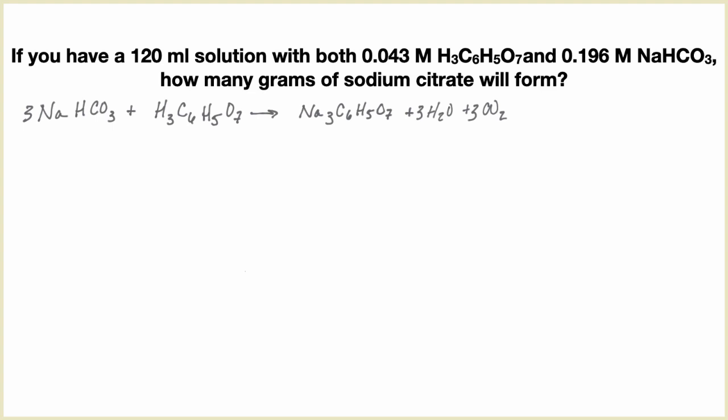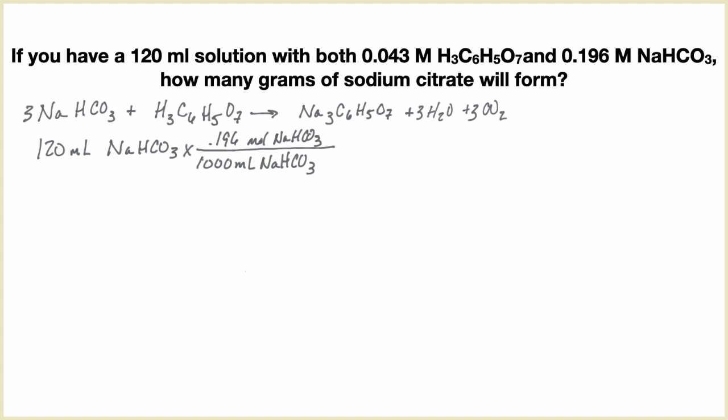Next, we're going to start the first of two stoichiometry problems. We're going to start off with our 120 milliliter solution of sodium bicarbonate. The molarity of the sodium bicarbonate is 0.196 molar, which means that in 1,000 milliliters we have 0.196 moles of sodium bicarbonate. This we are going to use to convert that 120 milliliters into moles.